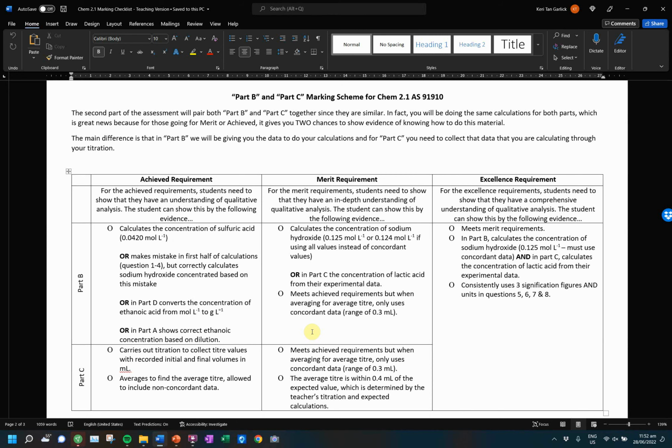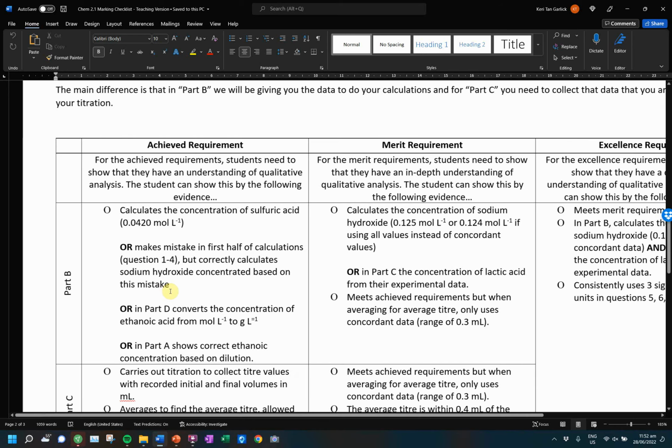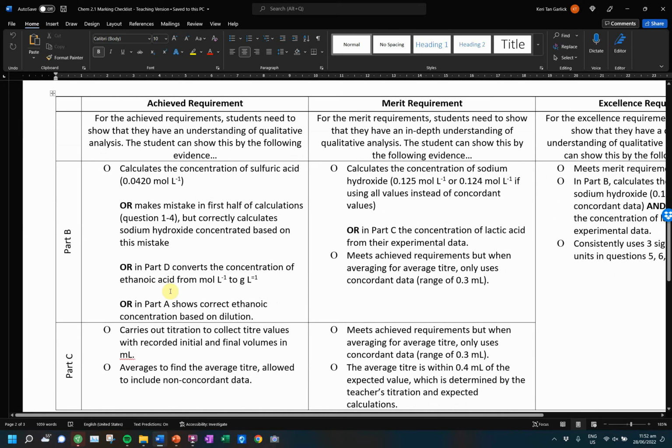Always. All right. I want to show you guys the marking schedule so you can see how it's built in. The difference between Part B and Part C is that in Part B, I give you the data. In Part C, you are doing the titration and collecting the data yourself. That's the main difference. So there's stuff you need to do for the Achieved for Part B and Part C.